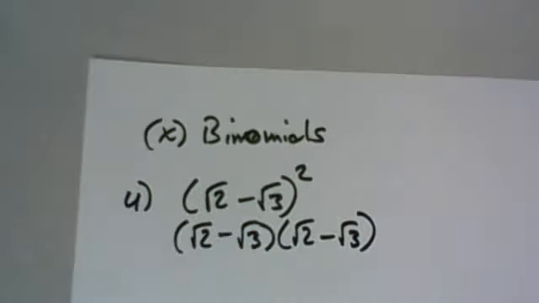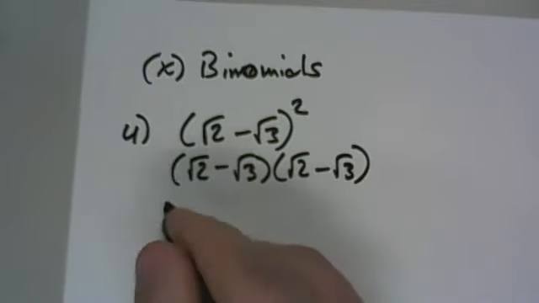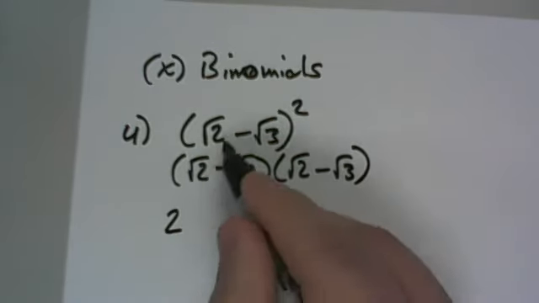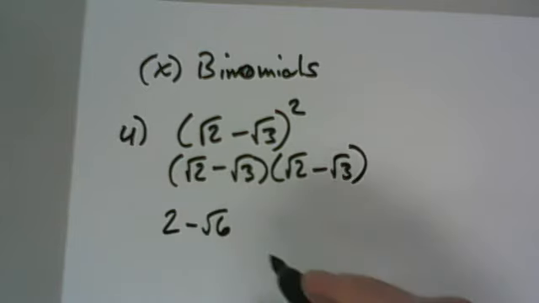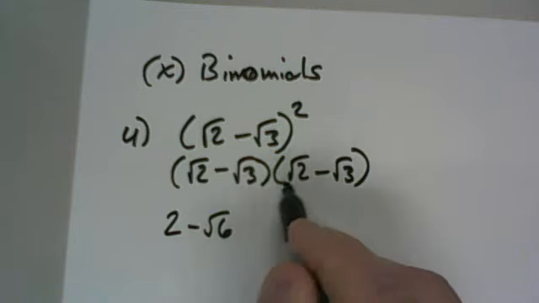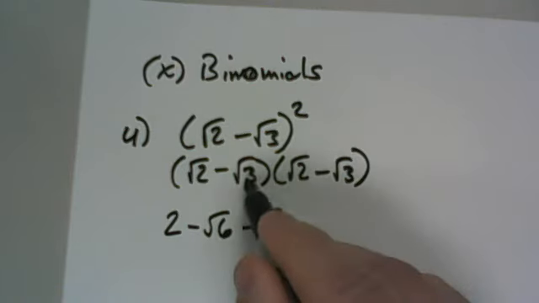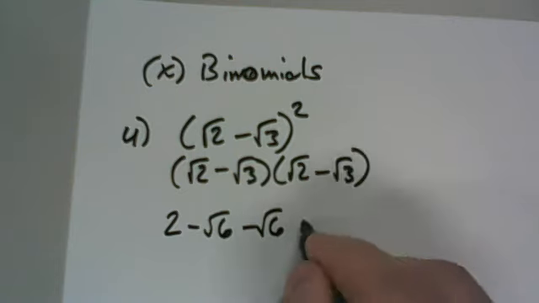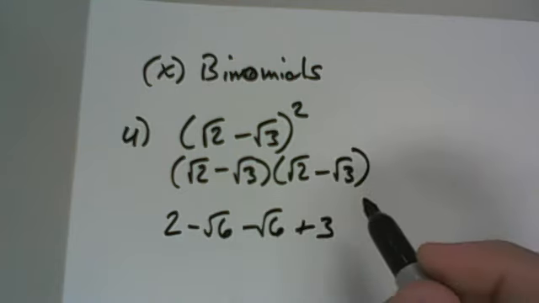So that means we're going to have to FOIL. I'm going to take the square root of 2 times the square root of 2, which is 2. The square root of 2 times negative square root of 3 is negative radical 6. If I multiply the radical 3 out, negative radical 3 times radical 2 is another negative radical 6. And negative radical 3 times negative radical 3 is positive 3, because it's a negative times a negative.